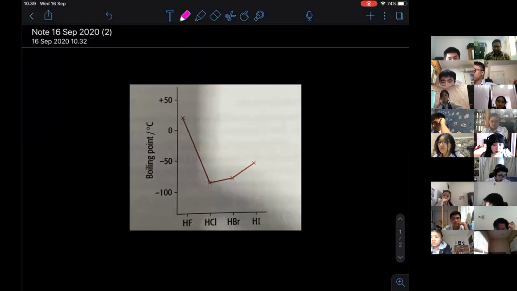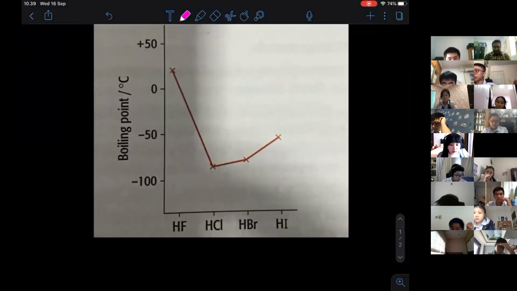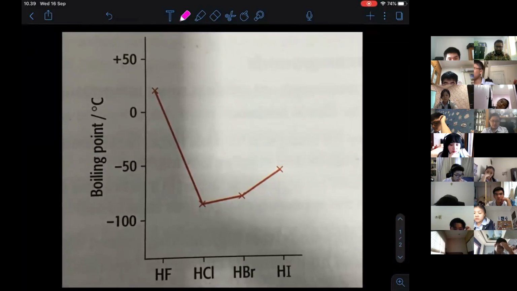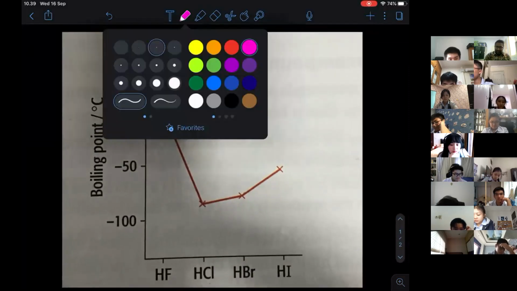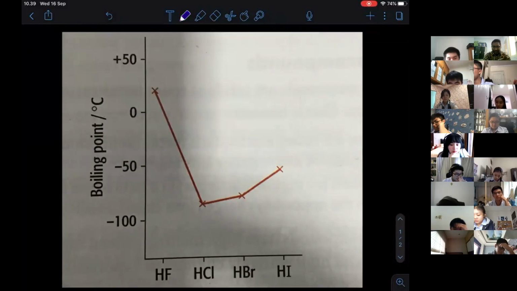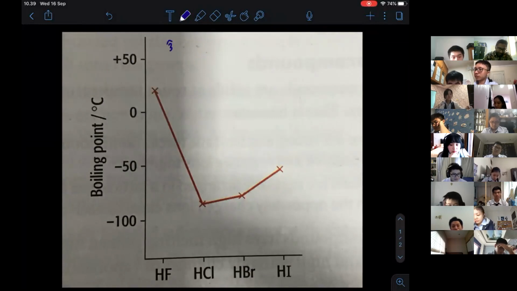If you have this kind of graph, and they ask you to discuss about this graph, for example, discuss about the boiling point related to this graph, and they give you 3 marks for this. I'll give you 10 seconds, please think. What are the points that you might want to include to discuss about this graph? 3 points.